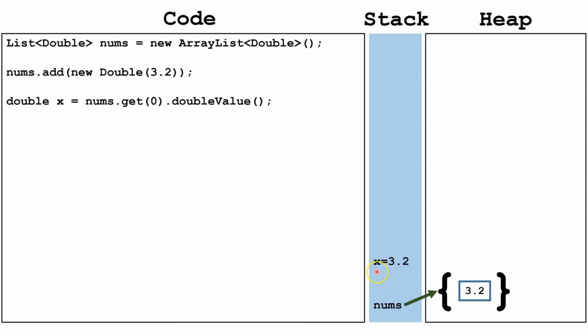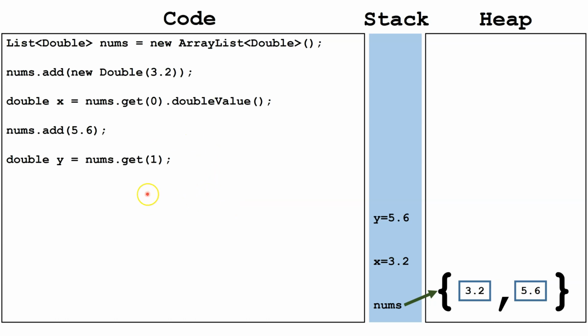Now the primitive type variable x appears on the stack with the value 3.2. Next, we're going to look at how to do it with autoboxing. Autoboxing means it will automatically convert it from a primitive type to an object type for us. So we just add the primitive type 5.6. It will automatically wrap it inside the wrapper class and place that on the array list on the heap.